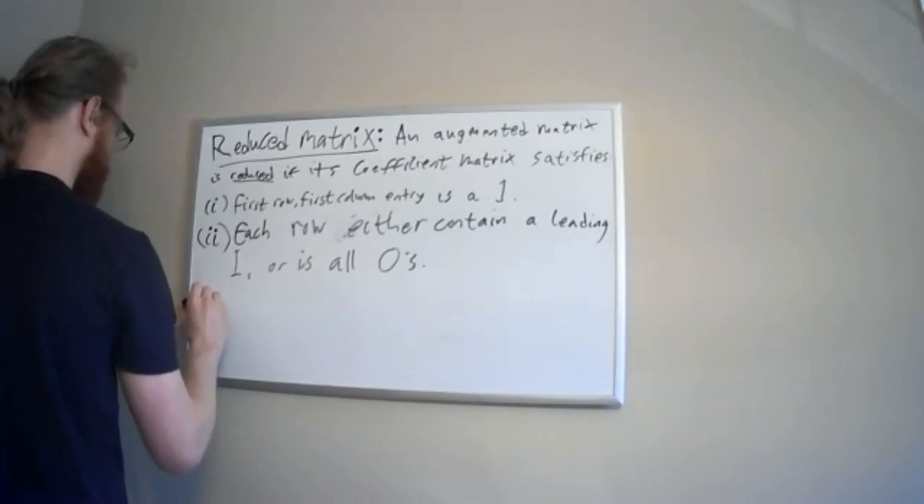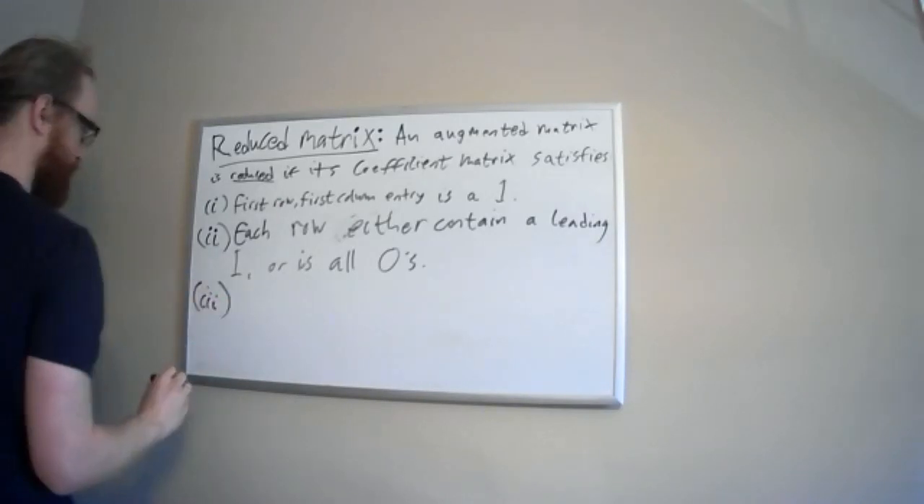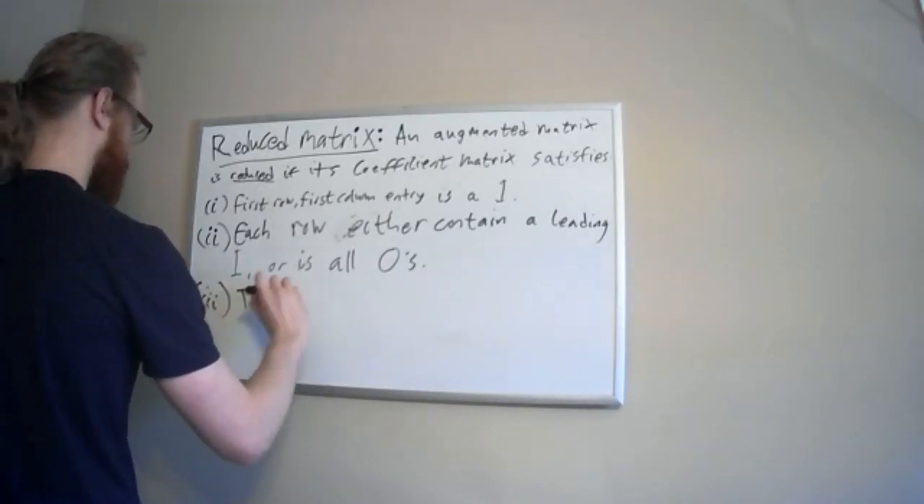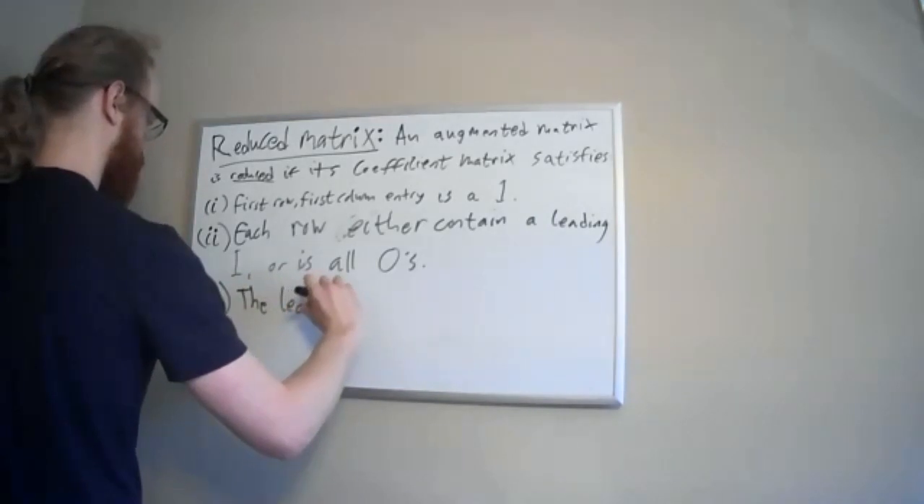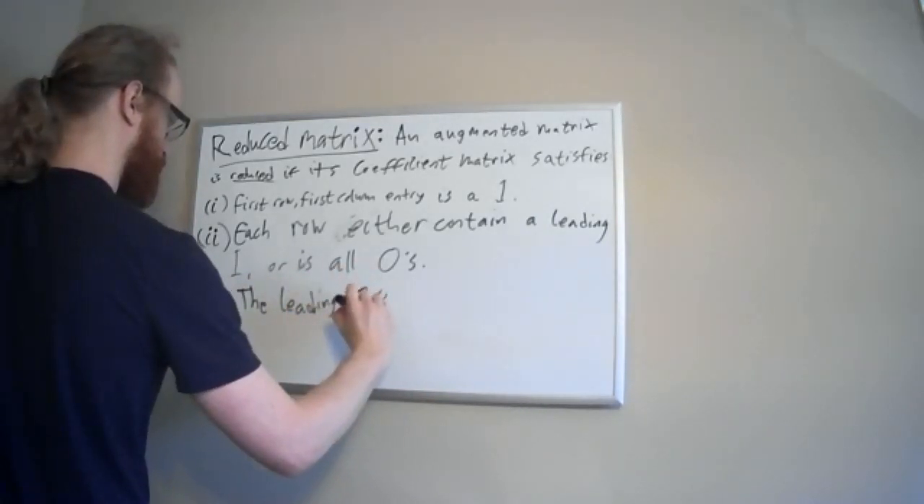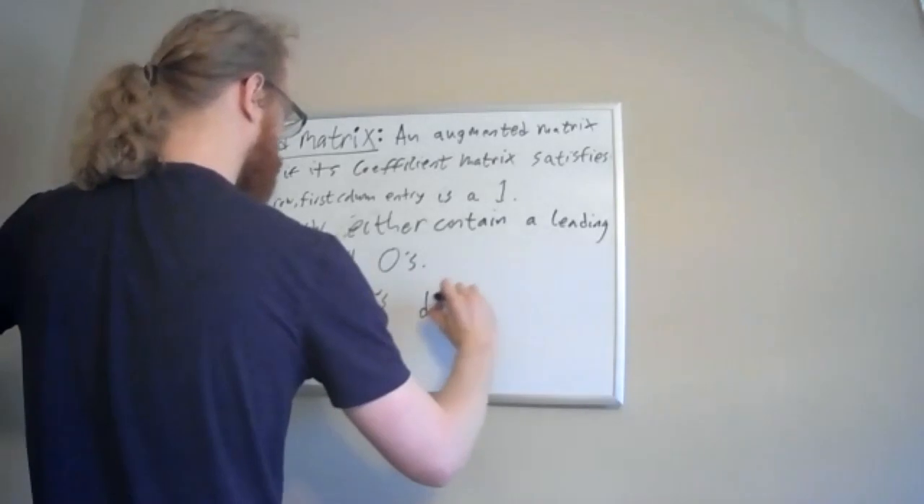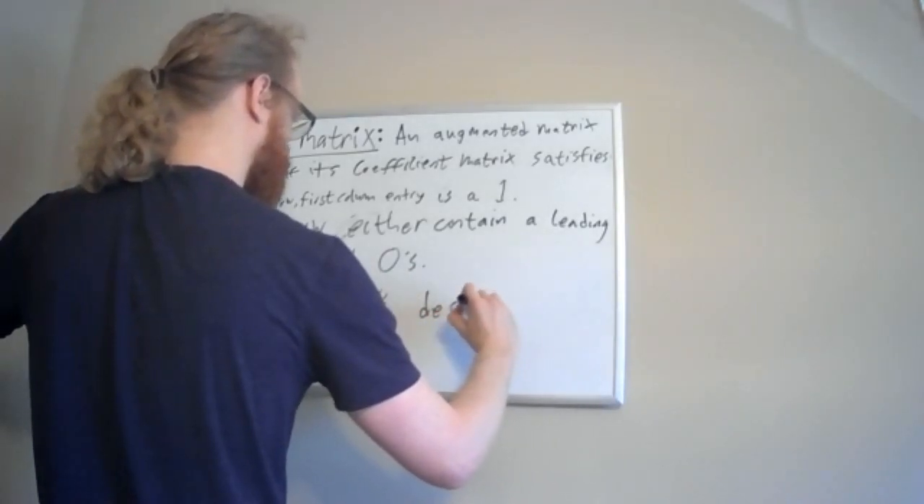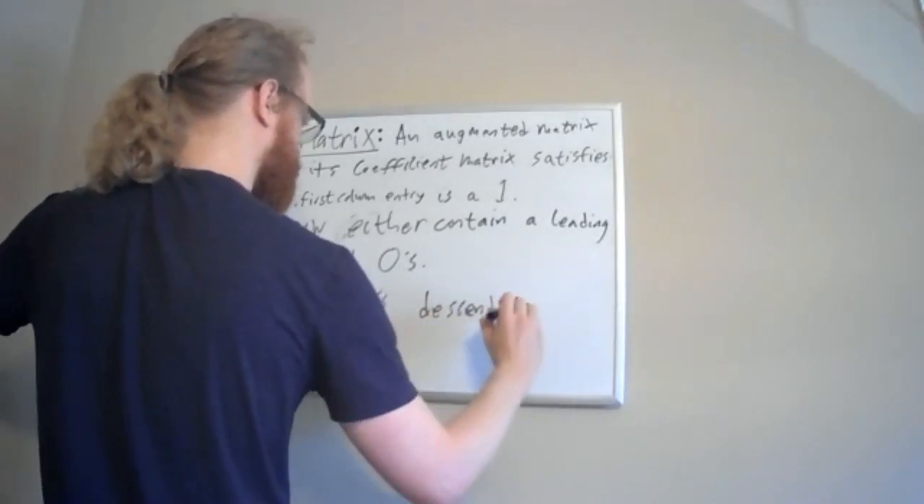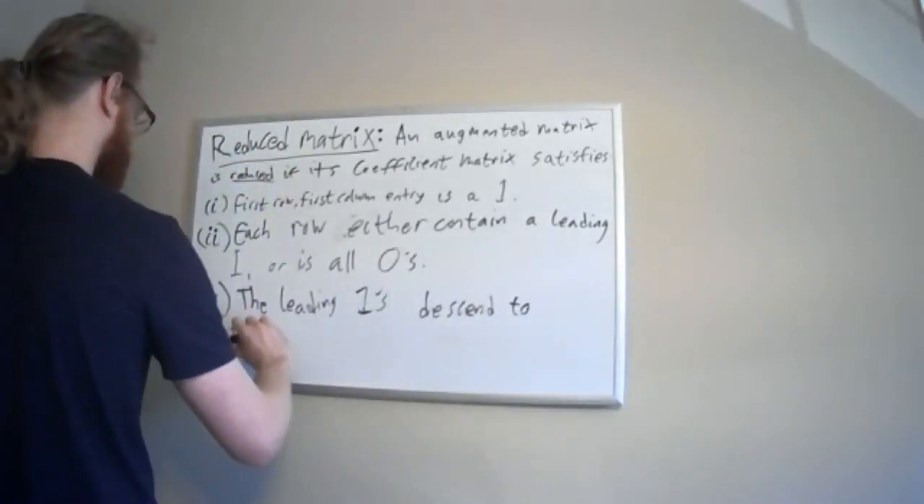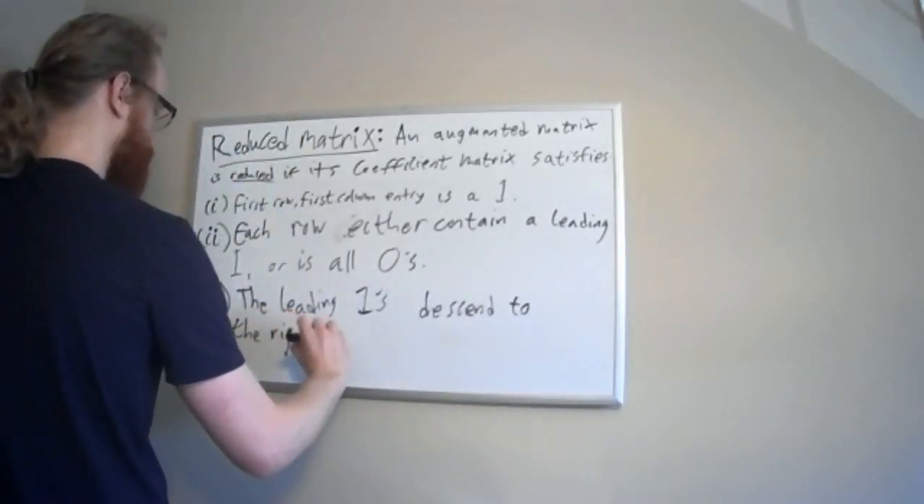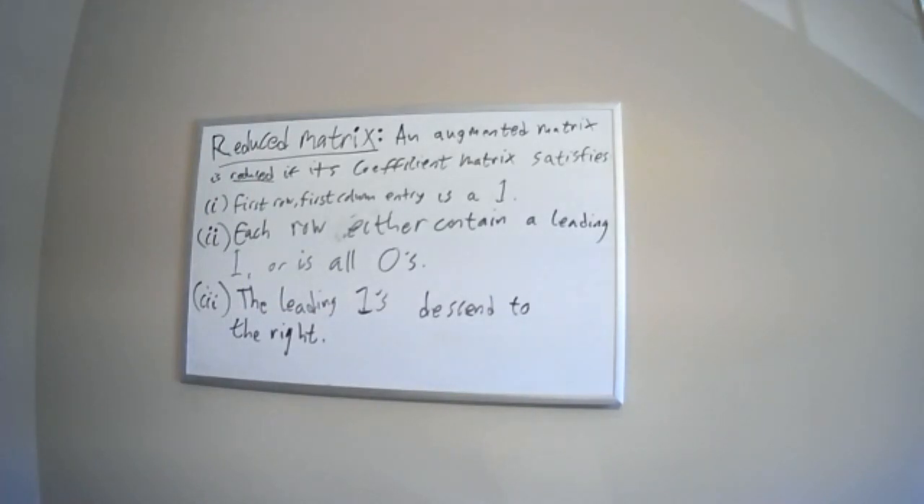And then this next condition says the following: the leading 1s descend to the right. And I'm going to write some examples up here just to make this extra clear what I mean. But so the leading 1s are going to sort of go down to the right. If I move to the right, the leading 1s should shift down by rows as we count them. Okay.